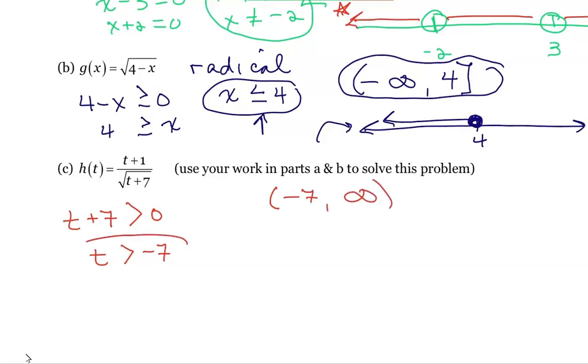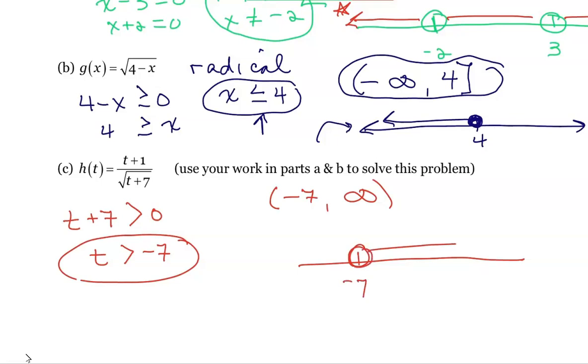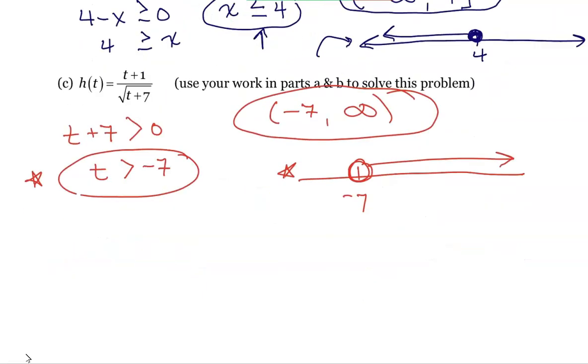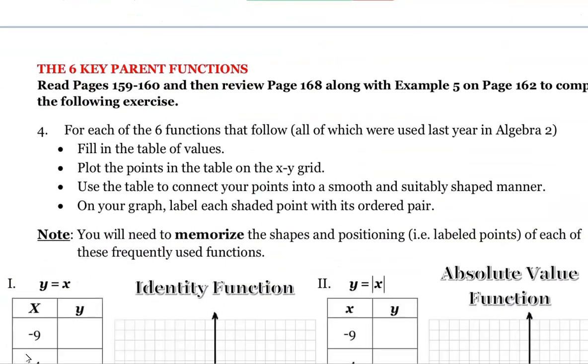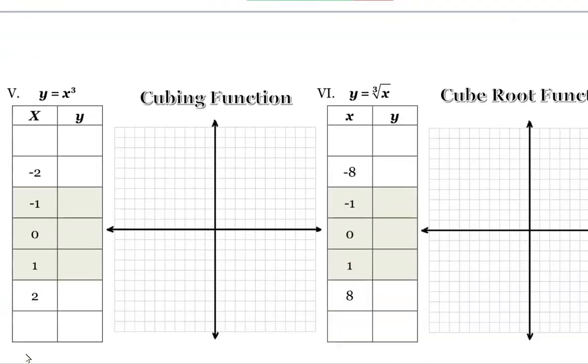So I could give it to you this way, or I could give you a number line. The number line would look like this. Your negative 7. Here's an open circle, and you'd be heading this way. Okay, so again, if I give it to you this way or this way, you have to get me this. Okay, that's on the quiz. Okay, so then we're going to do parent functions next.